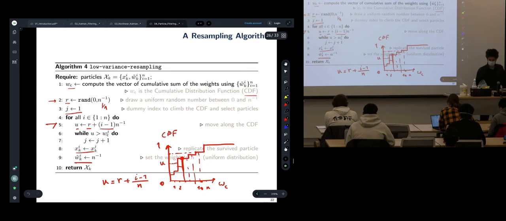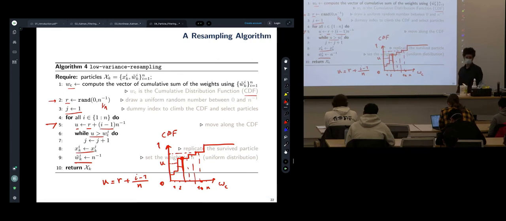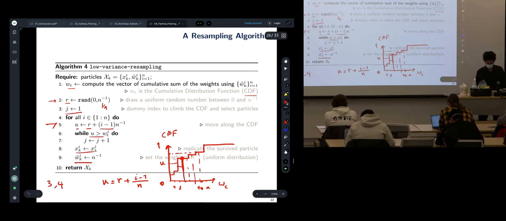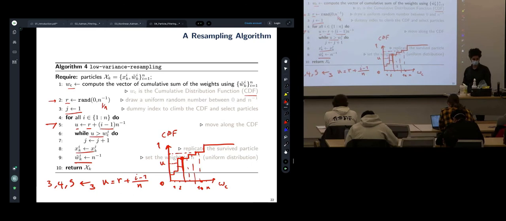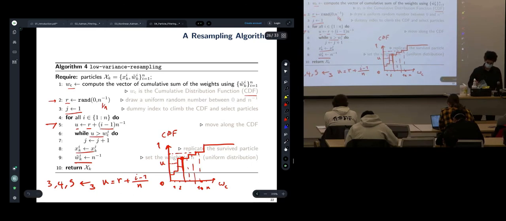And in this process, it could be the case that this while loop is true, basically false, several times, right? So what happens maybe for particles 3, 4, and 5, you just replicate particle 3. That's what will happen, okay? So that's the idea of low variance resampling.